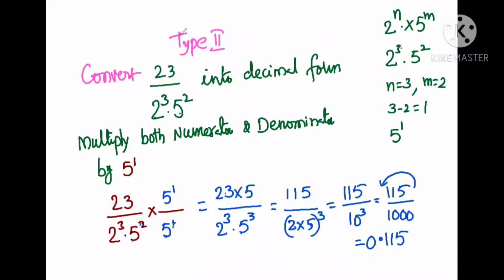Why did I call this type 2? Because here the exponents of 2 and 5 are not equal. So to make them equal, you have to multiply with the required number. If the exponent of 2 is less than the exponent of 5, you have to multiply with 2. Take the difference of the exponents, and multiply with the numerator and denominator.